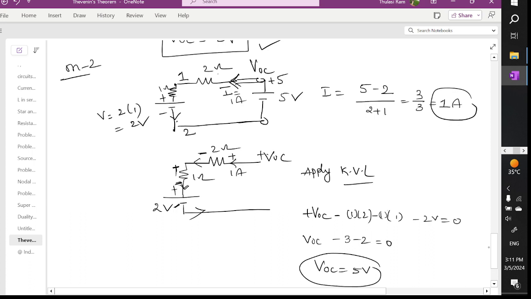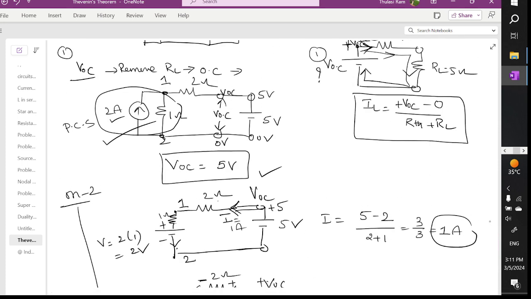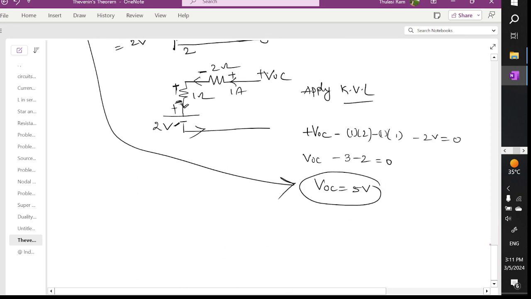You see, this is by method 2. How much did you get? The open circuit voltage is 5 volts. Without solving also I am saying that the voltage at this point is the same: the voltage here is plus 5 and VOC is also directly plus 5. So whichever method you use, the answer remains the same. You got VOC as 5 volts.